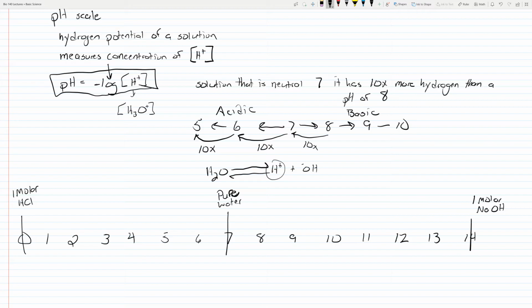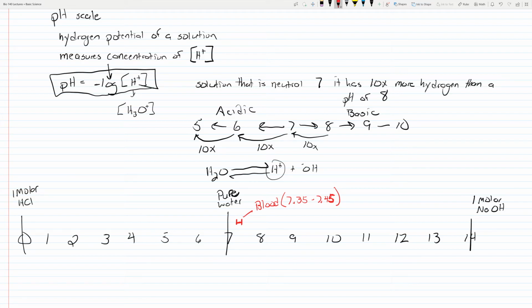Now blood. One of the objectives for the course is blood. Blood is actually a little bit basic, and it's got a very narrow range. It's about 7.35 to 7.45. That is the pH of your blood, that is normal blood pH. Very, very narrow.